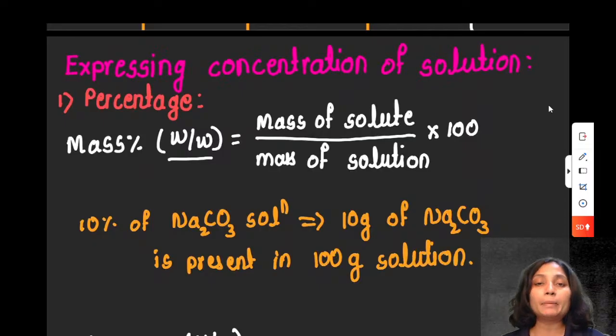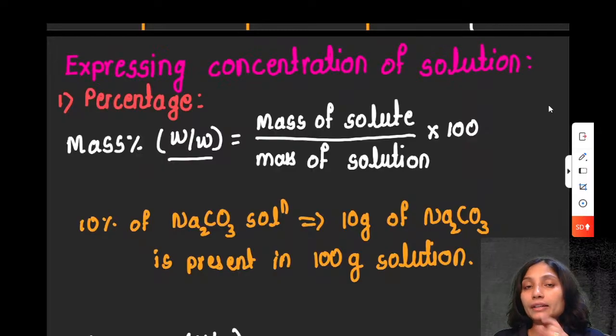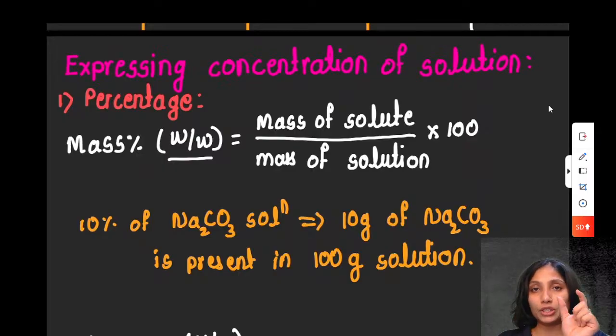10% of sodium carbonate means 10 gram of sodium carbonate is present in its percentage composition. That means in 100 gram of solution. And what is the amount of solvent here? 100 is the total solution minus the solute gives the solvent amount, that is 90 gram of solvent will be present.